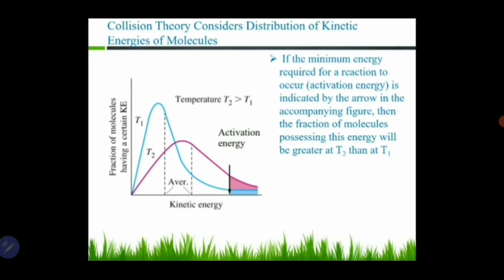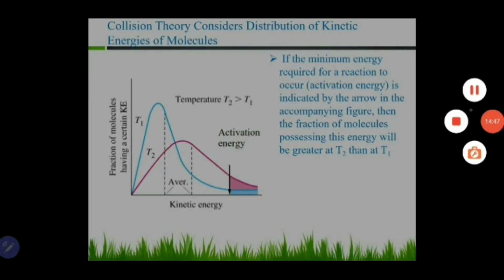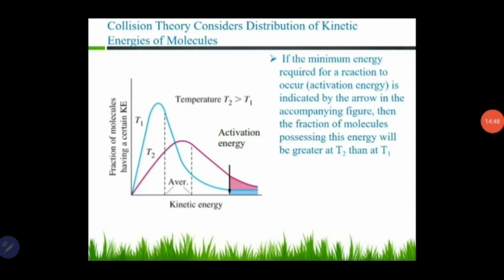Activated complex theory only says the energy profile diagram. So as per the energy profile diagram that we have drawn, how reactant is converted to product is the contribution of transition state theory. Now the collision theory considers the distribution of kinetic energies of the molecules.